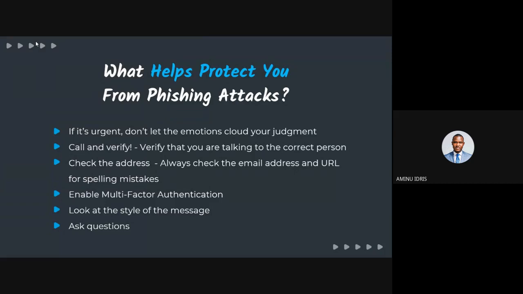Like I said, if it is urgent, don't let emotion cloud your judgment. There is a saying: call to verify. When somebody calls you, claiming that he's one of your family members or somebody that you don't know, requesting you to give out certain information regarding you or your organization, call to verify.